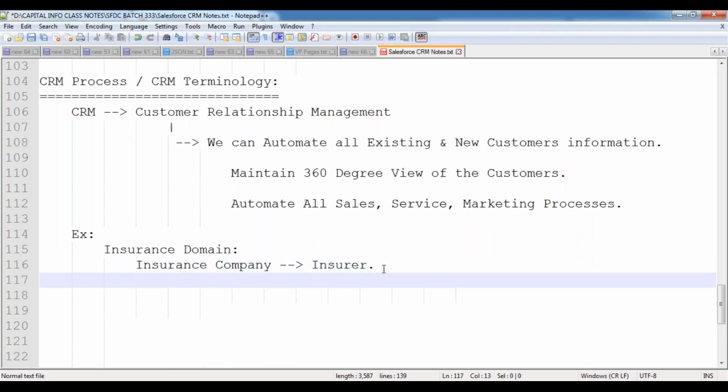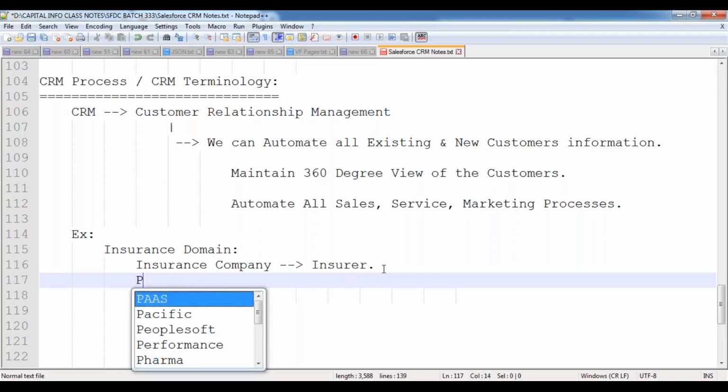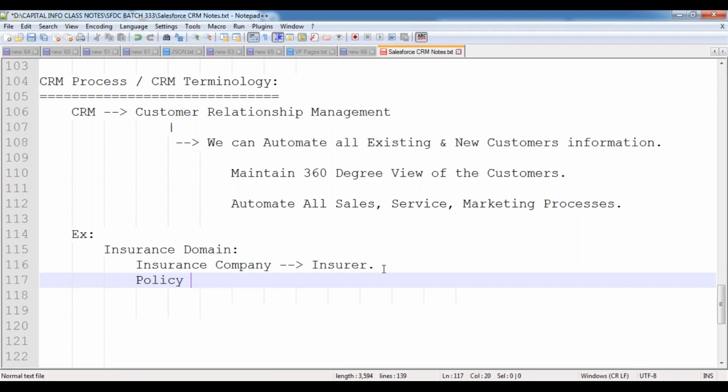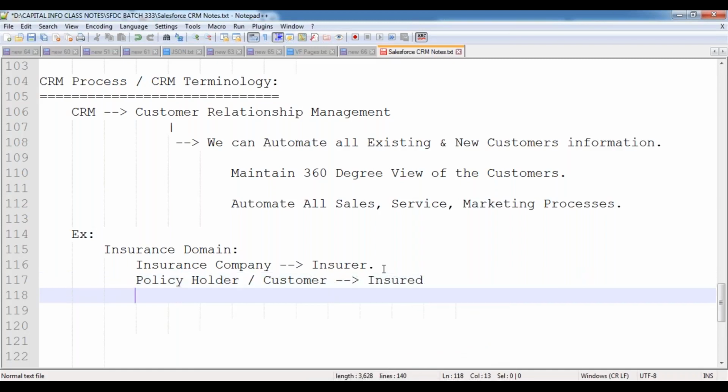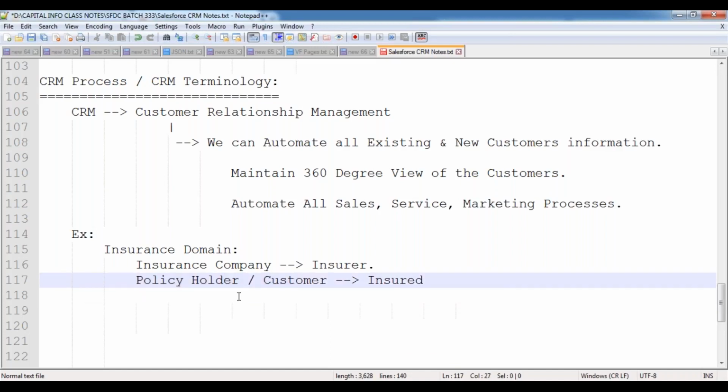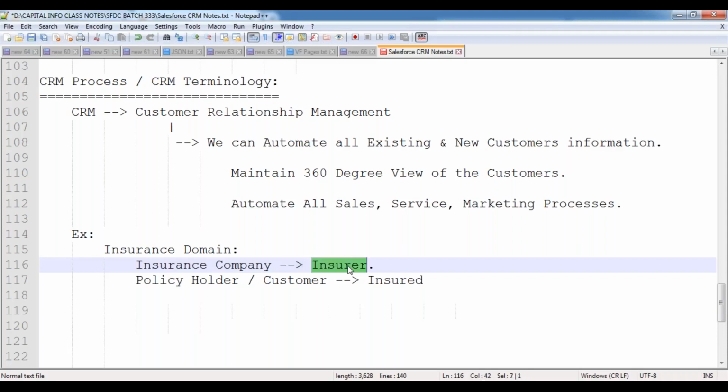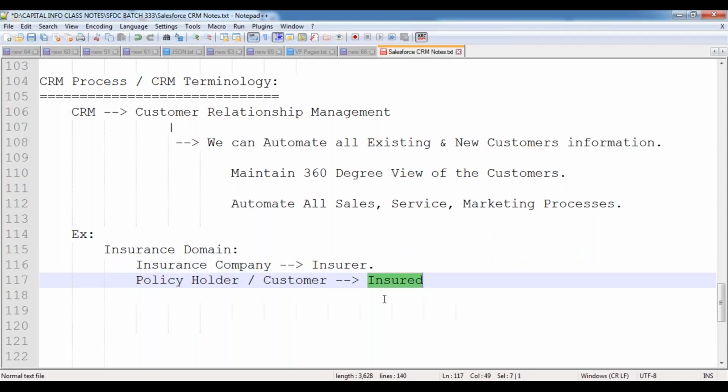Now, for example, assume that I took some insurance policy, so I'm a policy holder. I'm also called a customer of the insurance organization. But as part of this insurance domain, this policy holder, the person who took the insurance, is called insured. Insured means the person who took the insurance, nothing but the policy holder. So when you go to the insurance domain, we use domain-specific terminology: insurance companies are referred to as insurer, and the policy holder or customer is referred to as insured.